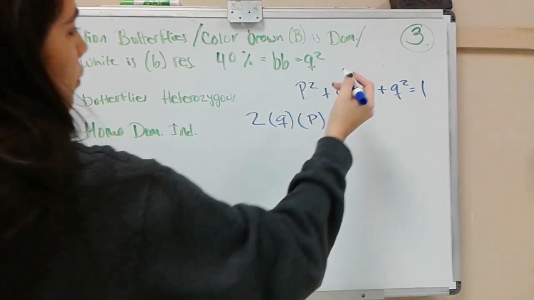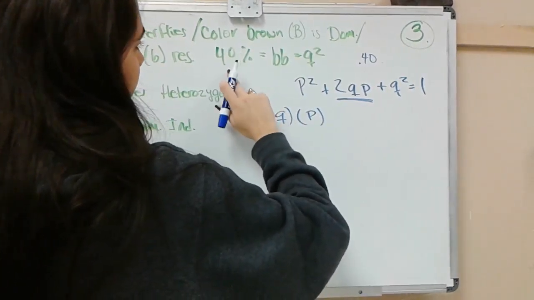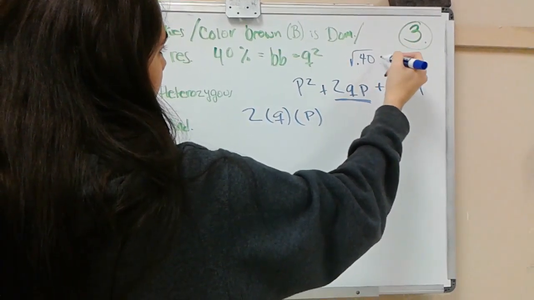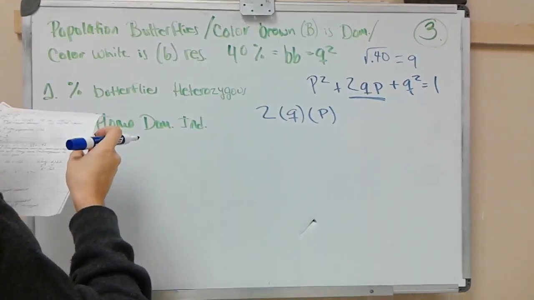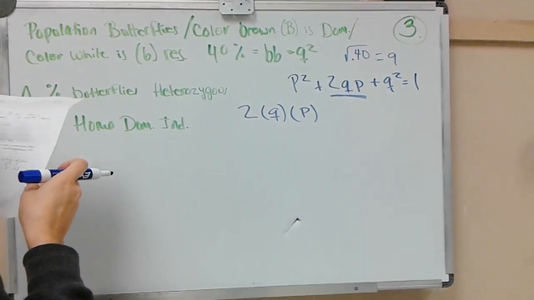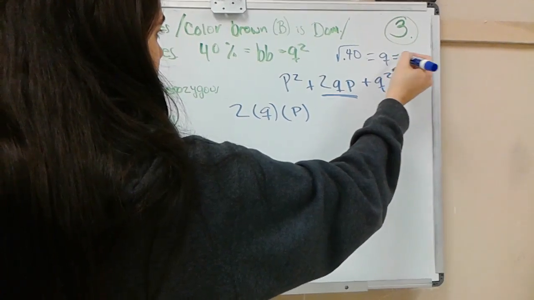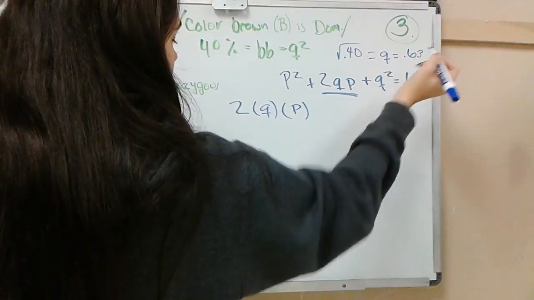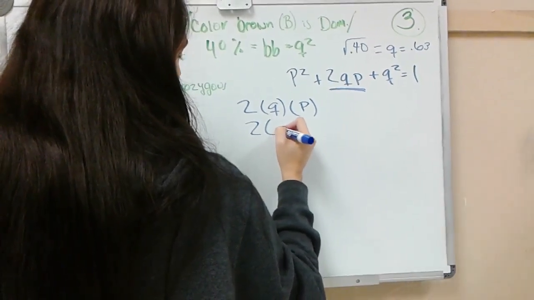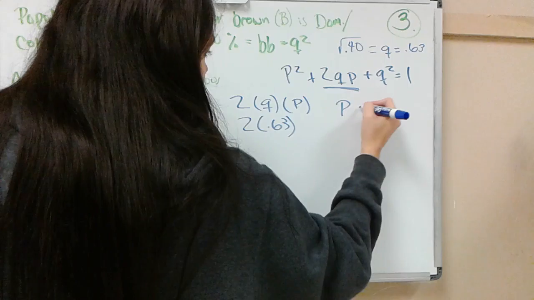So now, we're going to be doing 0.40, because this is the decimal format of 40%, and we're going to square it in order to get Q. Now, 0.40 squared is equal to Q, 0.63, right? So now we have our Q. Our Q is 0.63.